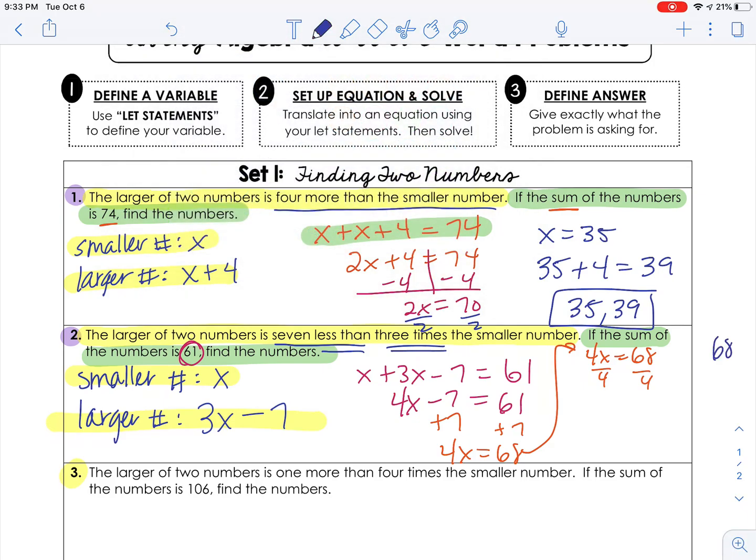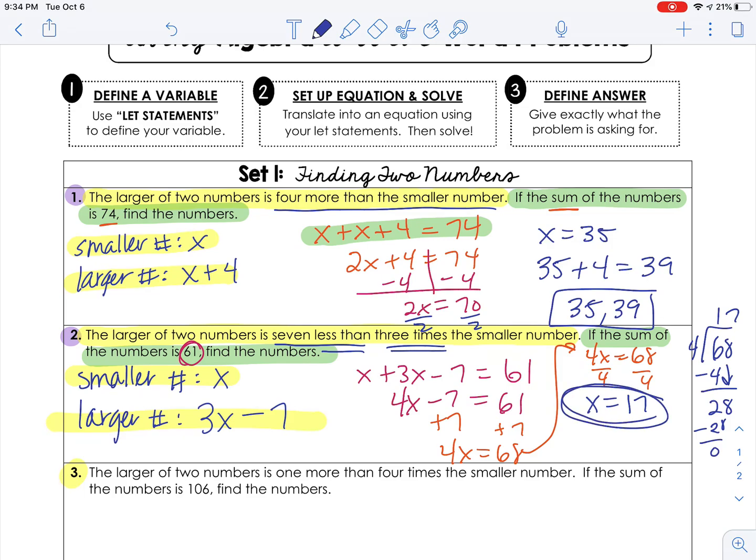So I have 68. I'm trying to divide it by 4. 4 will go into 6 one time. 1 times 4 is 4. Subtract it off. 6 minus 4 is 2. Bring down the 8 and start over. 4 will go into 28 7 times. 7 times 4 is 28. So the remainder is 0. So x equals 17.